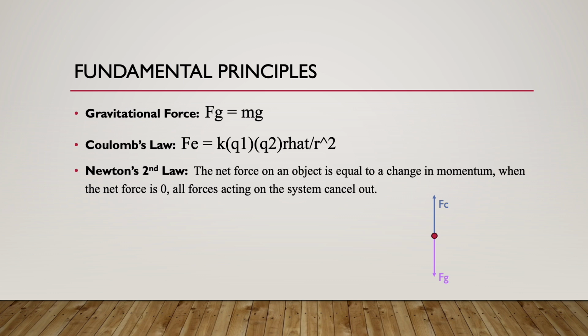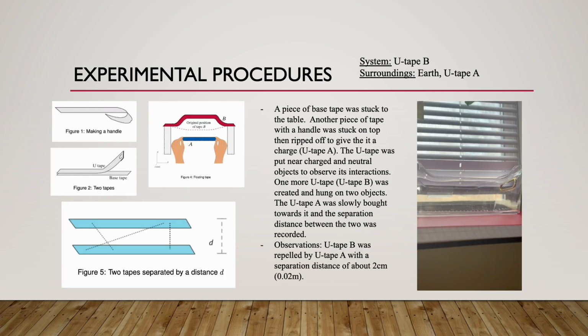Experimental procedures. As a system, it's U-tape B. For the surroundings, it's Earth and U-tape A. A piece of base tape was stuck to the table, and another piece of tape with the handle was stuck on top, then ripped off to give it a charge. And that's in figure 1 and figure 2.